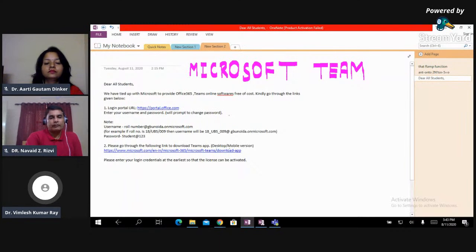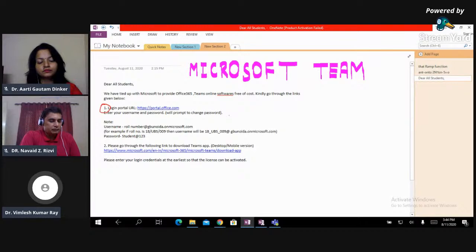So these are the steps for Microsoft Team. You all have to download Microsoft Team by logging in at the portal. Number one, that is login at portal.office.com. So you have to download Microsoft Team. This is the first step, and after that you have to create your username. And what will be the username? Whatever roll number is allocated to you. The roll number at the rate of gbanoida dot on microsoft.com will be the username.